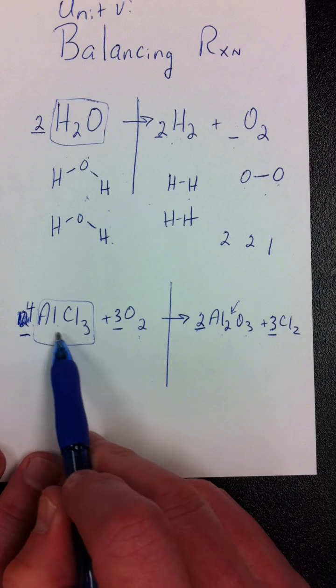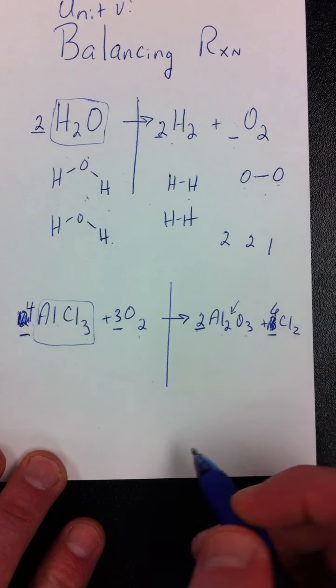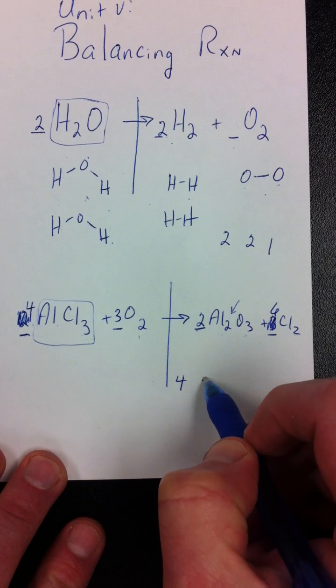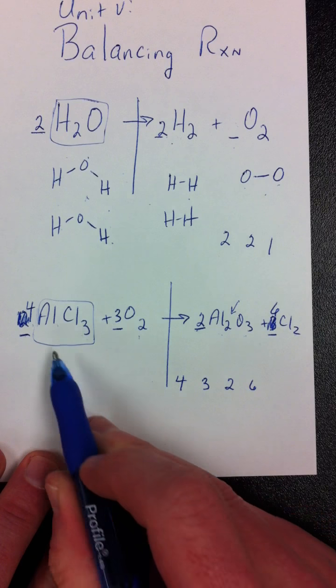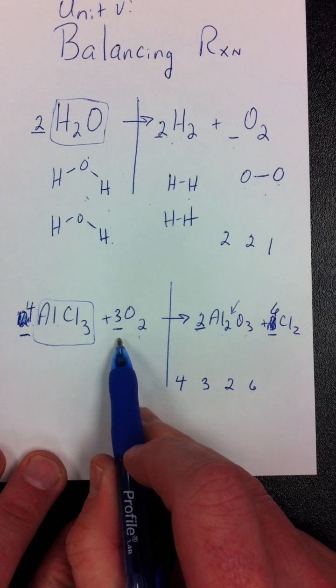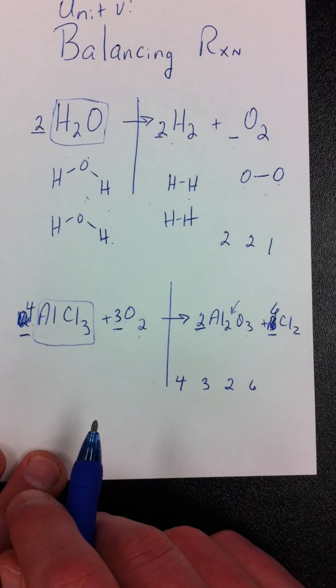But that gave us 12 chlorine atoms. So we have to erase this number and put a 6. So when this reaction takes place, this is actually the amount. 4 of these will react with 3 of these, and it gives you 2 of these and 6 of those.